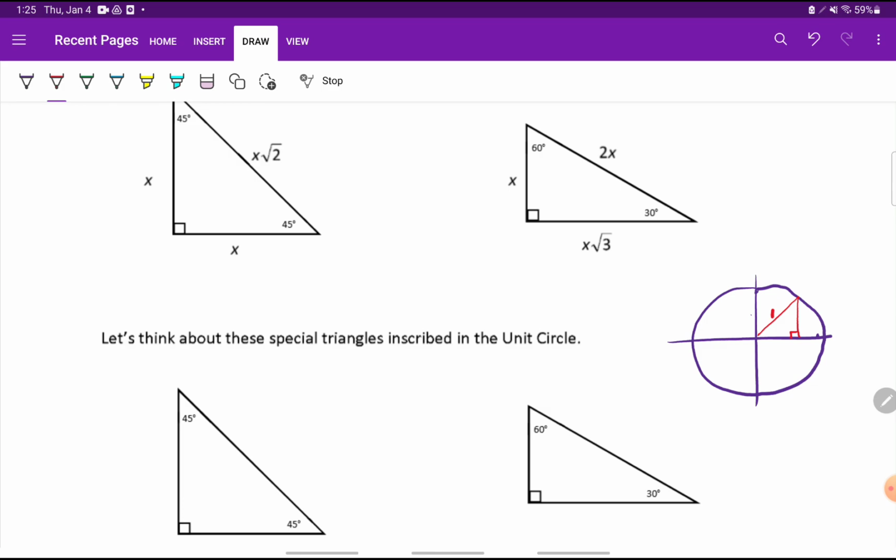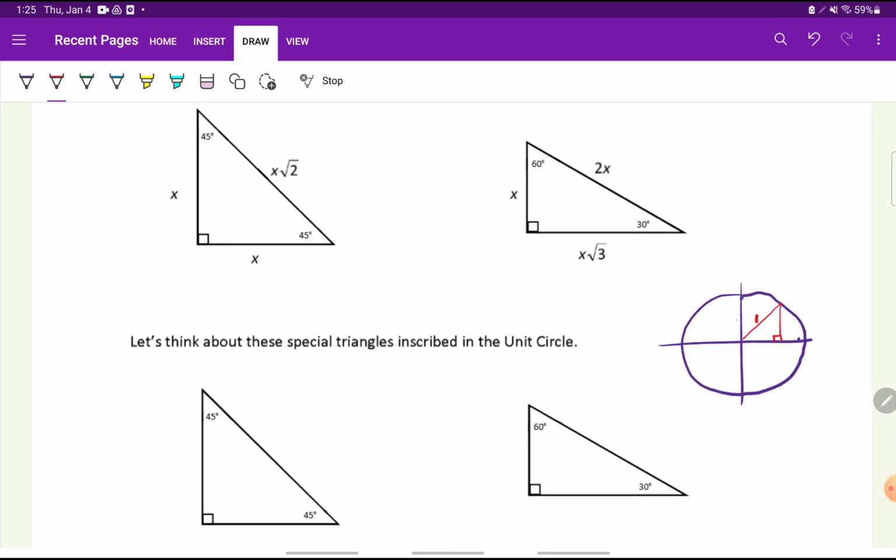So I want to label the sides of these two special right triangles, assuming that the hypotenuse is equal to 1. All right, so we'll start with the 45, 45, 90. So if the hypotenuse is 1, I think about how, in my general triangle, to go from the hypotenuse to the leg. Usually we think the other direction. To go from the leg to the hypotenuse, we multiply by the square root of 2. So to go from the hypotenuse to the leg, we need to divide by the square root of 2.